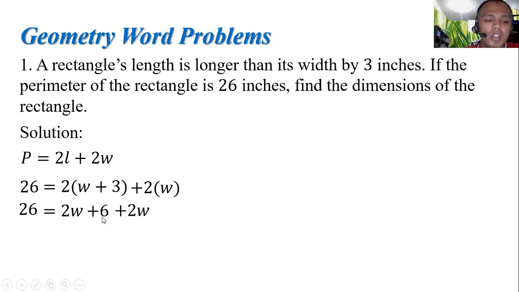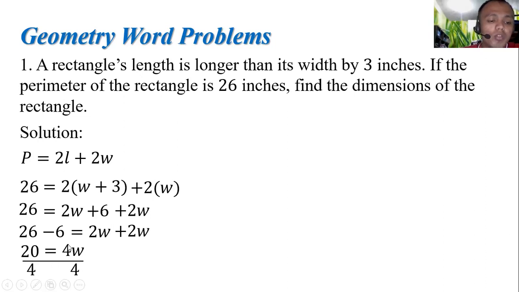Okay, transpose 6 muna to the other side. We have 26 minus 6 equal to 2W plus 2W. No? 26 minus 6 is 20. 2W plus 2W is 4W. Divide both sides by 4 so that we can find the value of W. 20 divided by 4 is 5. Then cancel this out. Your W or the width is 5.